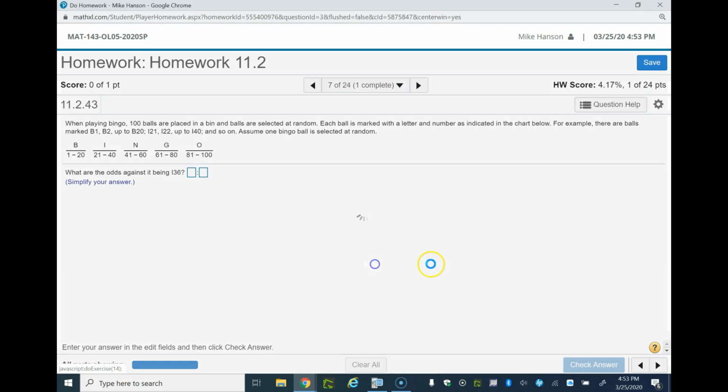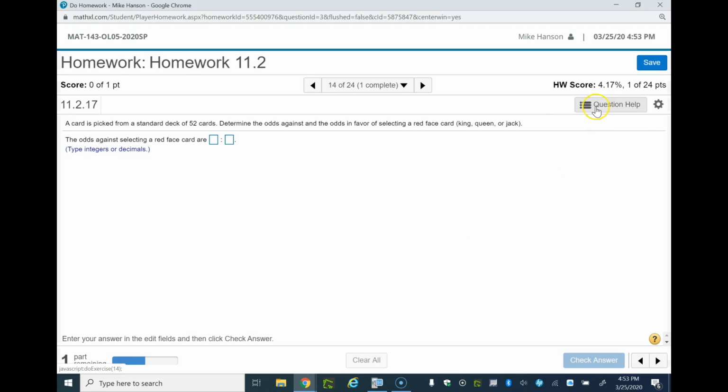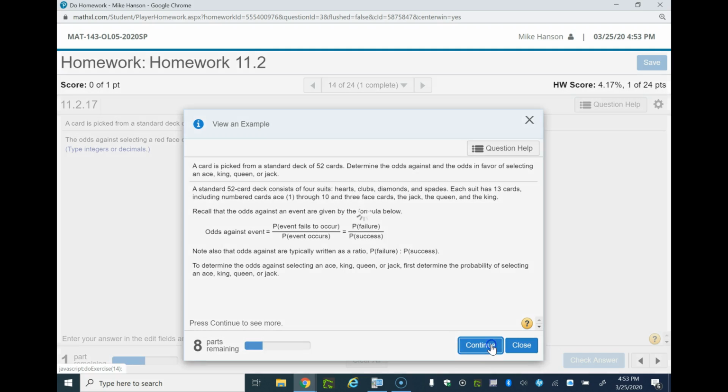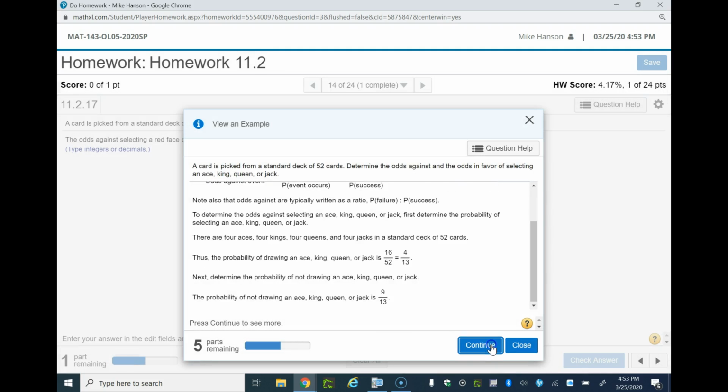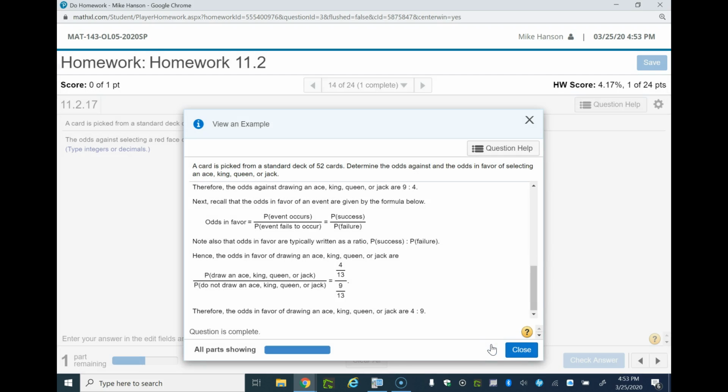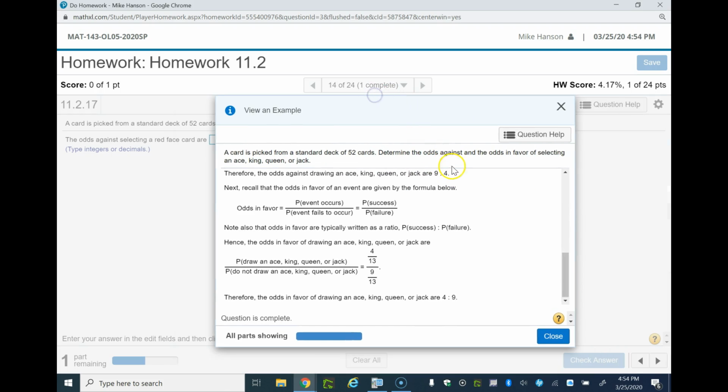Let's go to number 14. So this question here is going to ask for favor now. So because we're asking for favor, remember what goes on top now. The success actually goes on top. So determine the odds against, they're asking for both of them. So this is a 2-part question. The first part is odds against, and the next part wants the odds in favor. So let's do the odds against first. Determine the odds against of selecting an ace, a king, a queen, and a jack.